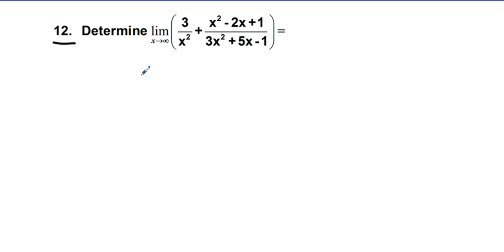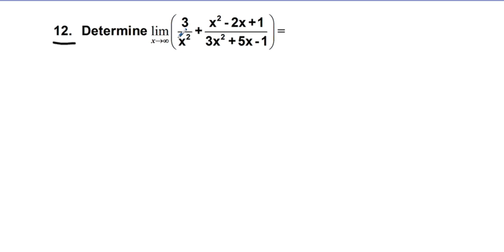This is one where my students had a big problem, and I think it's this extra fraction here that for some reason really threw them for a loop. And so what I want to do is analyze what to do with this.